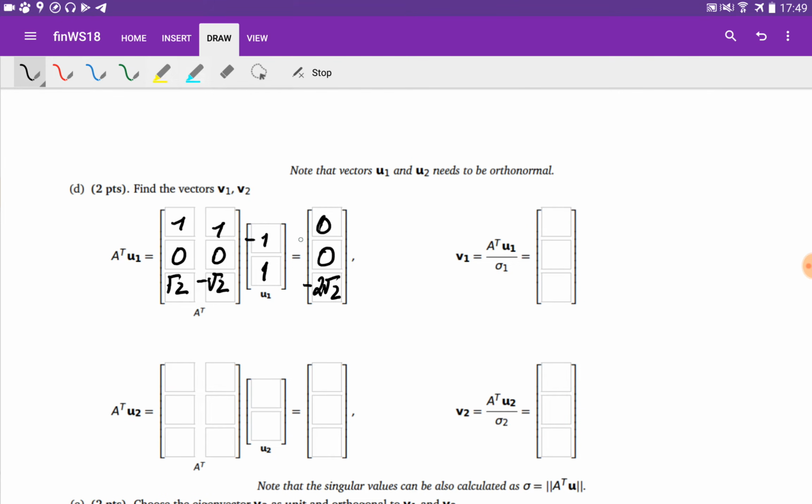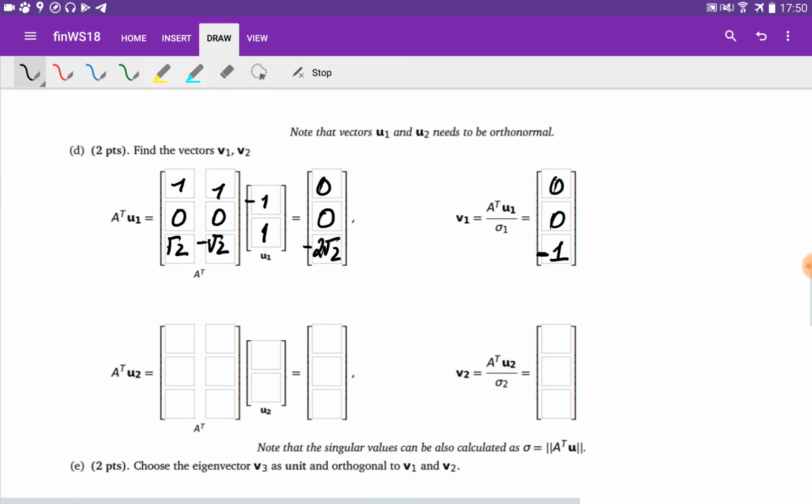So if you normalize this, if you make this a unit vector, it's going to be 0, 0, minus 1, right? Since the length of this vector is equal to 2 square root of 2 multiplied by the square root of 2. Sorry, it should be minus 1 here.